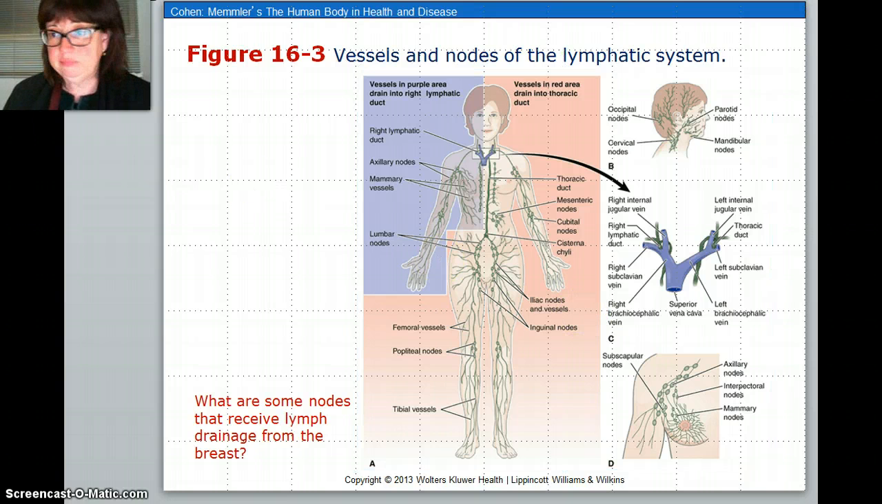Okay? Please realize I want you to know the main nodes: the axillary nodes, the mammary nodes, lumbar nodes, femoral nodes, popliteal nodes, inguinal nodes. Again, they're all based on their body location. Please note that I want you to know the right lymphatic duct goes into the right subclavian vein, and the thoracic duct goes into the left subclavian vein.